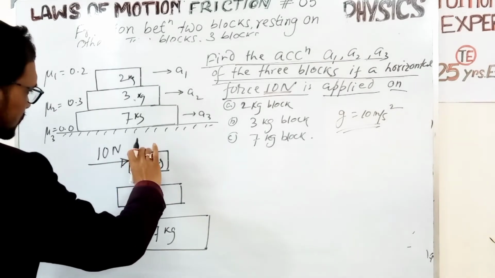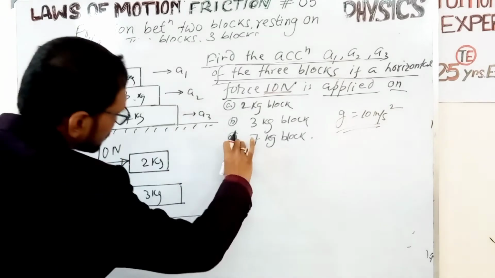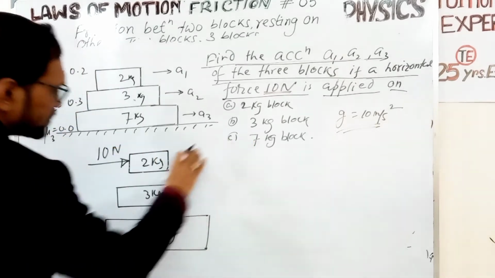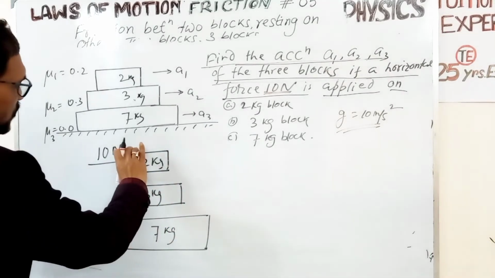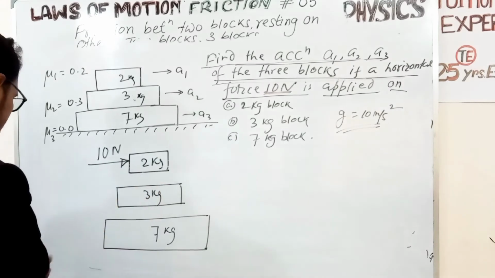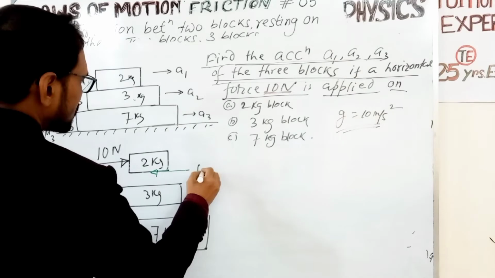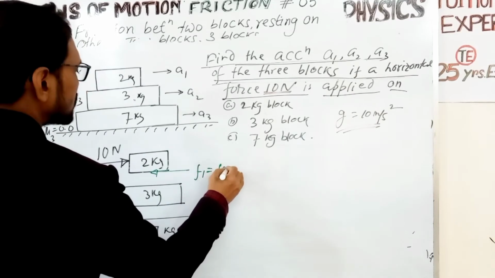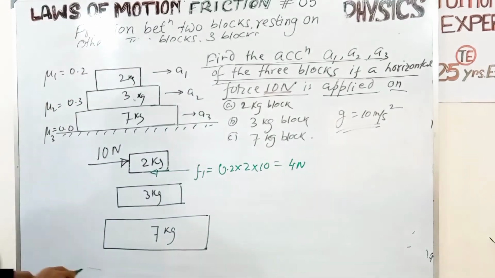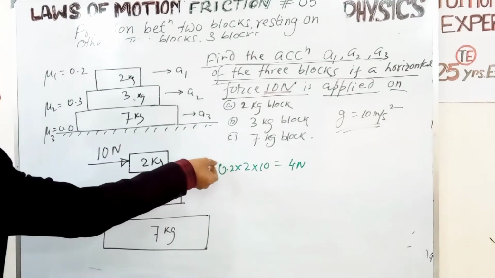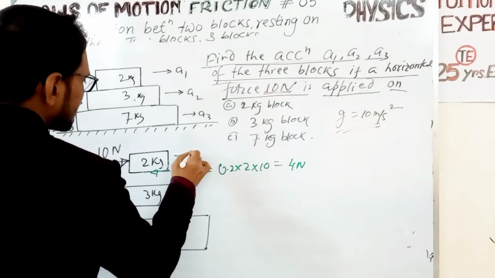First, the 2 kg block moves over the surface of the 3 kg block when the 10 Newton force acts. So think practically, then you can solve the problem. The 10 Newton force moves it in this way, so friction acts in the opposite direction. So what is the friction? Friction equals mu mg, with mu equal to 0.2, m equal to 2 kg, that is 4 Newton. So 10 Newton acts in this direction, and a 4 Newton force acts in the opposite direction. So we get the net force, and this is A1.